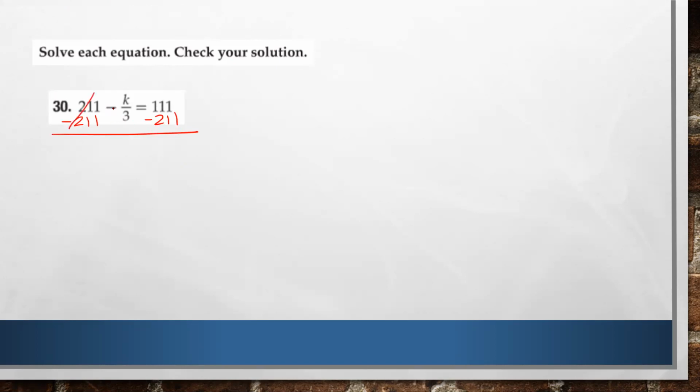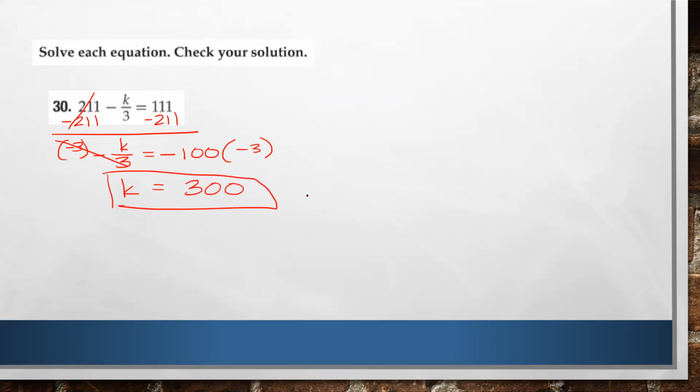And this ends up being 0, and this is negative k over 3 equals negative 111 minus 211, which is negative 100. Now I'm going to multiply both sides of this equation by -3. I want to get rid of this negative over here. So I multiply the negative 100 times -3 as well. These cancel out, and we get k equals negative times negative is positive, and 100 times 3 is 300. So k is equal to 300.